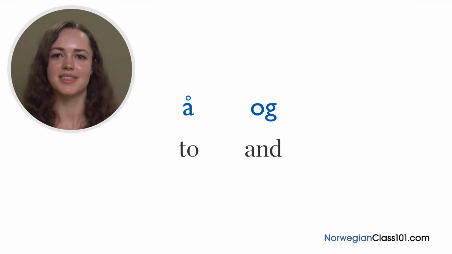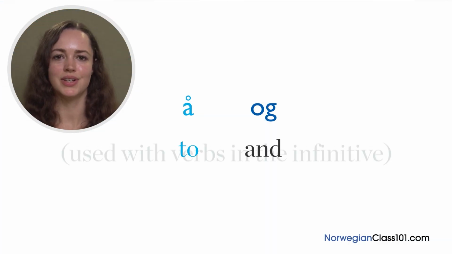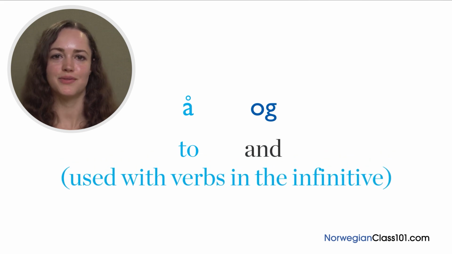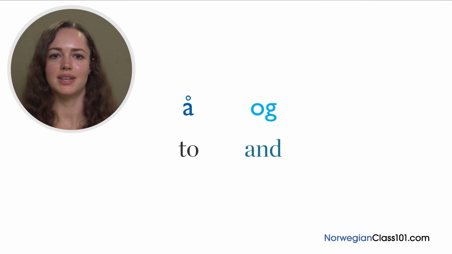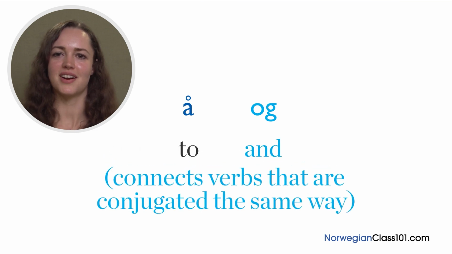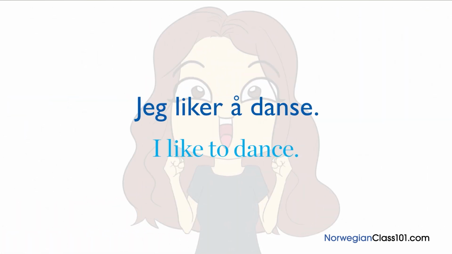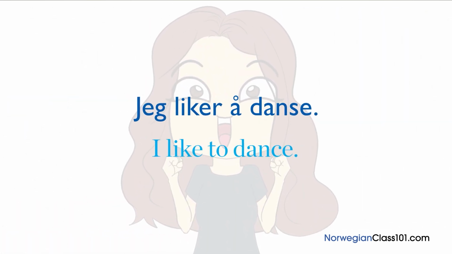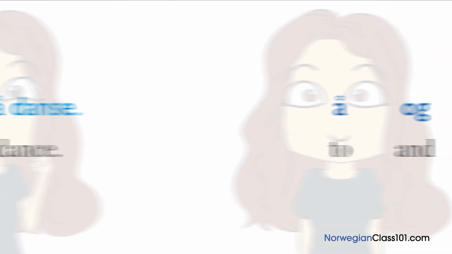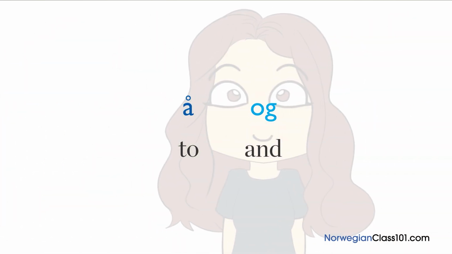The main rule is that the article å, meaning to, is used with verbs in the infinitive, while og, meaning and, connects verbs that are conjugated the same way. Let's do some examples with å. Take, jeg glemte å kjøpe melk, meaning I forgot to buy milk. Here we have a verb in the infinitive, to buy, so we need the word å. Another example would be jeg liker å danse. I like to dance.